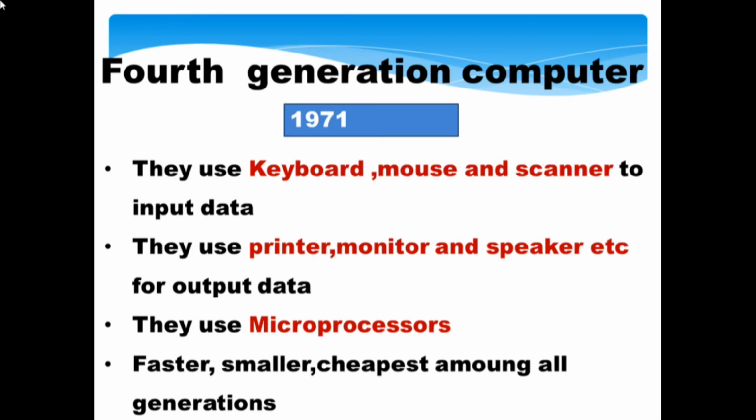Microprocessors are also called very large scale integrated circuits, VLSICs. VLSIC stands for very large scale integrated circuits. They are faster, smaller and cheapest among all other generations. Fourth generation computers are the cheapest among all other generations.